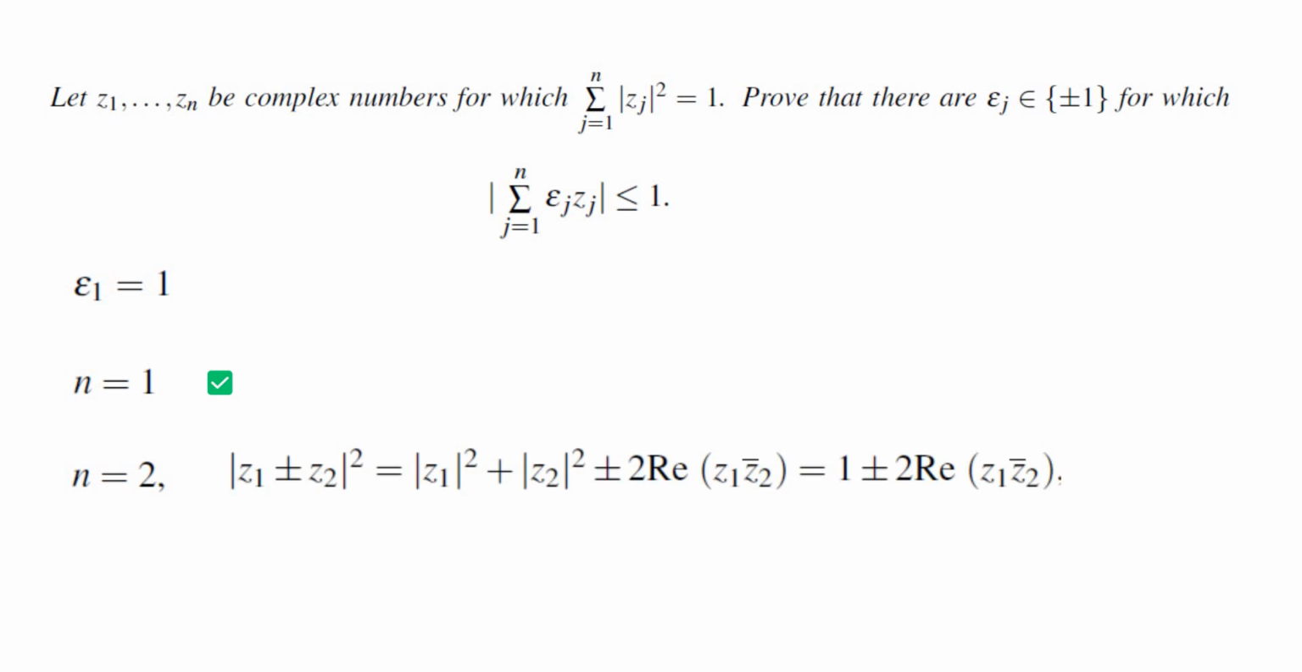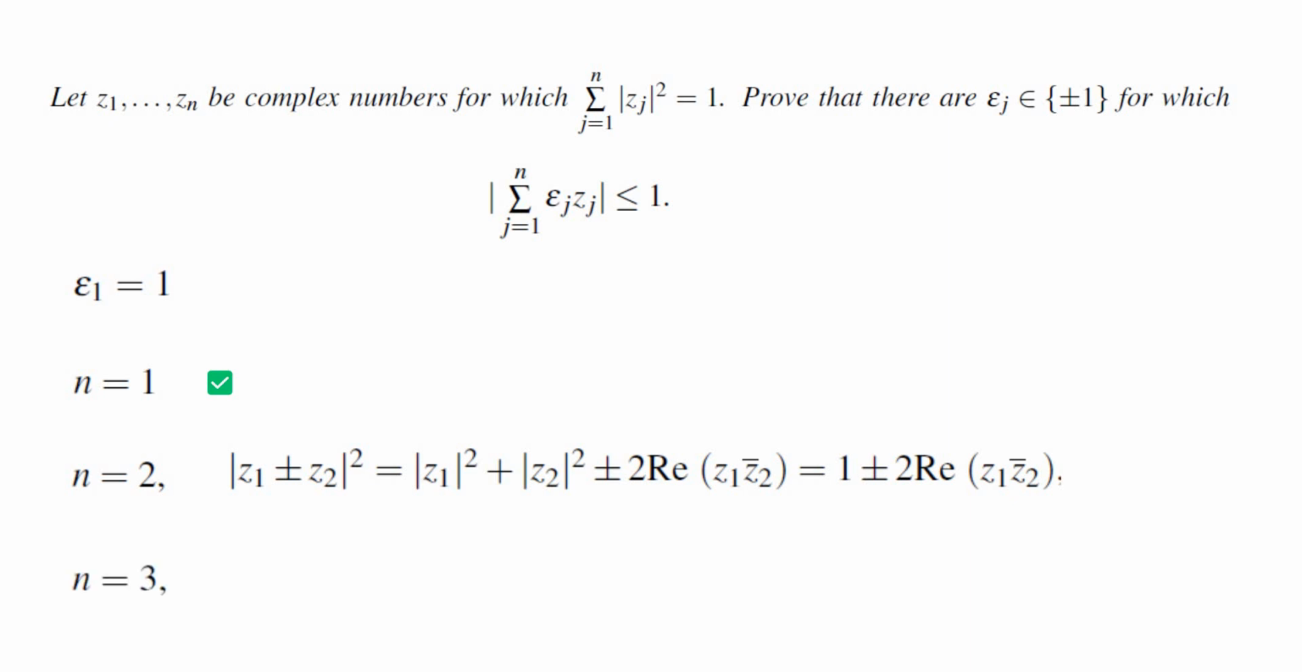For n equals 2, we are going to simplify the absolute value of z1 plus or minus z2 squared, and that would give us the absolute value of z1 squared plus the absolute value of z2 squared plus or minus 2 times the real part of z1 z2 bar, and that can be done by just multiplying z1 plus or minus z2 by its conjugate. So we notice that if the real part is positive, then we choose the negative sign. If the real part is negative, we choose the positive sign. Let's move on to n equals 3.